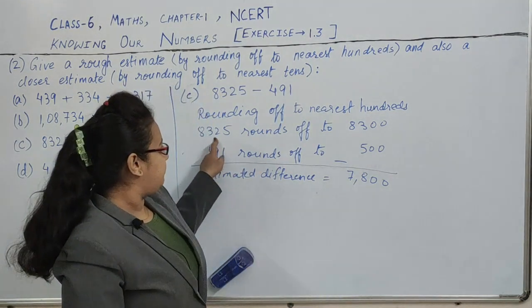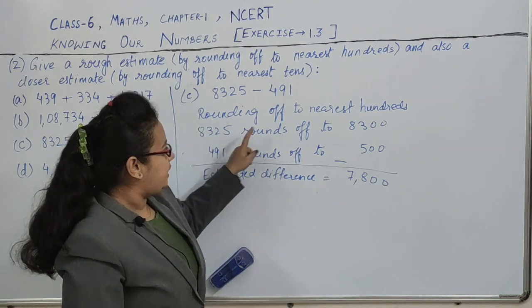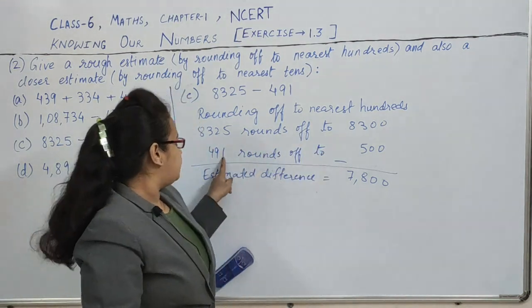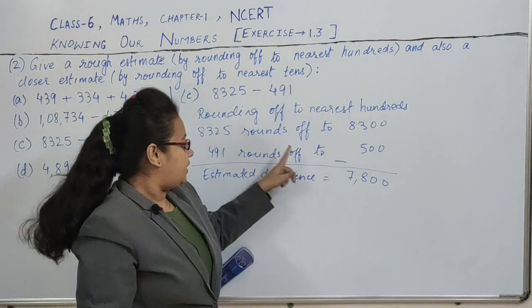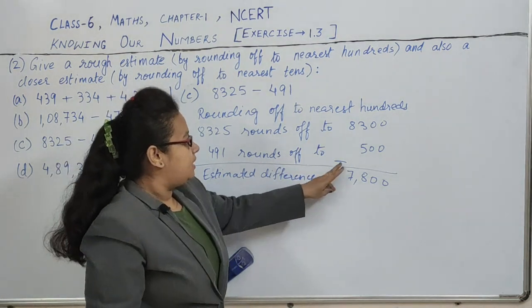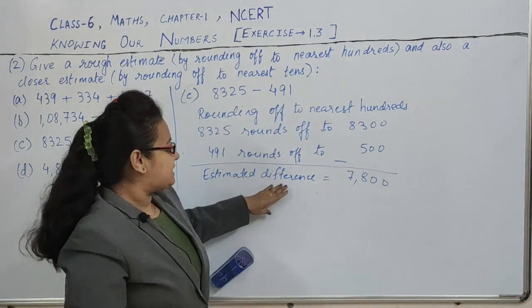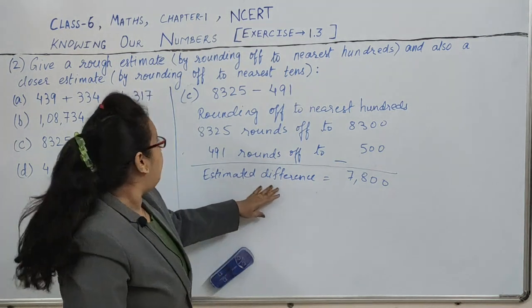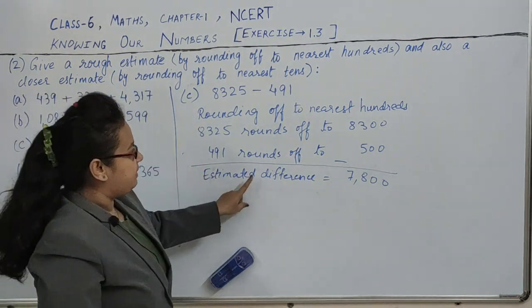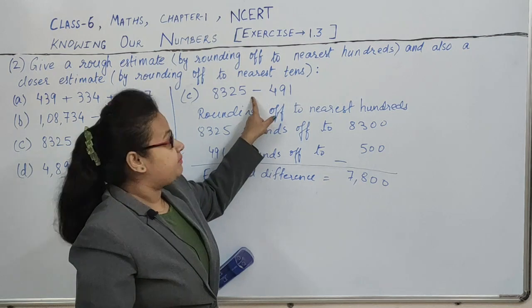We rounded off this number. Both the numbers are rounded off. This is rounded off to this, and this is rounded off to this. And after rounding off, we will do the subtraction. That will be the estimated difference. This is the rough estimate of the difference between these two numbers.